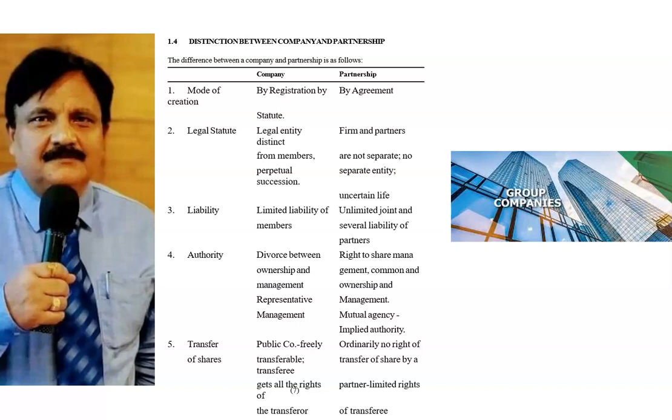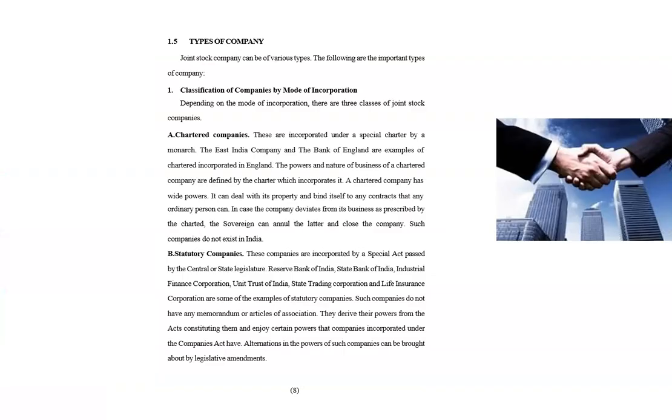Authority: in a company there is a divorce between ownership and management, with representative management, while in a partnership there are rights to share in management, with common ownership. They have implied authority, mutual agency. So that authority is implied. Transfer of shares: public companies can do it, but in a partnership, they cannot transfer their shareholding.